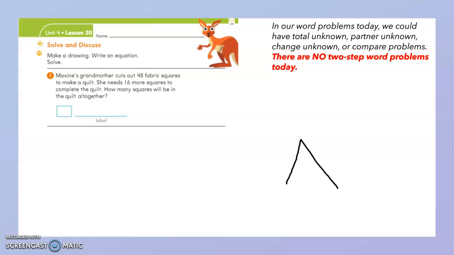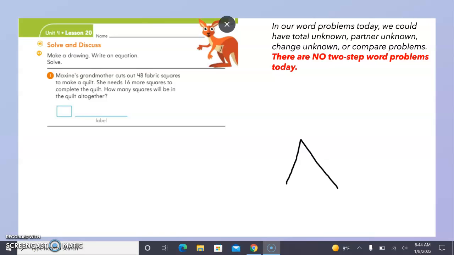Okay? Here we go. So Maxine's grandmother cuts out 48 fabric squares to make a quilt. She needs 16 more squares to complete the quilt. How many squares will be in the quilt altogether? Okay, so does it sound like we're looking for the partner or a total? So she has 48 and she needs 16 more. We're looking for how many altogether. The word altogether usually gives us a clue that we're looking for the total.